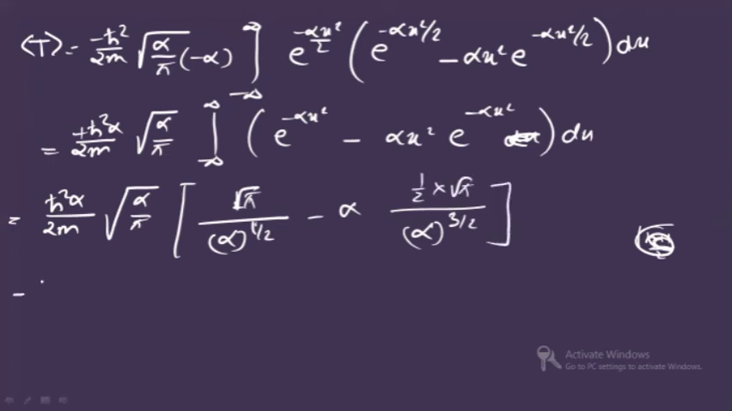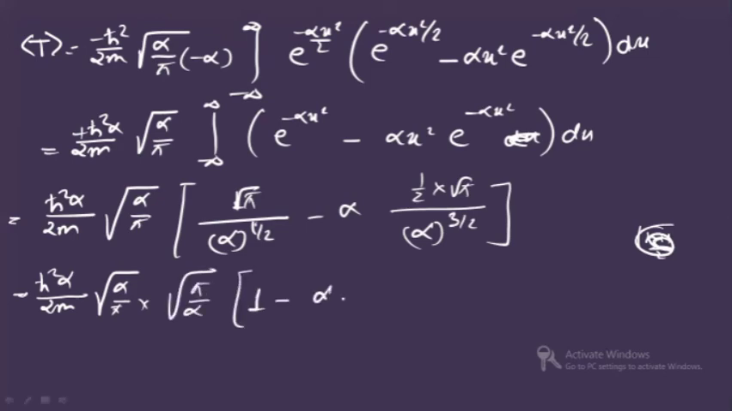Clear? Now if you see ħ²α by 2m, this is root over α by π. If I take common from here, π by α root over, you will have here 1 minus α, right? And in this term, if you see, 1 by 2 is there. I have taken 1 by 2 common. So here only what will it be?